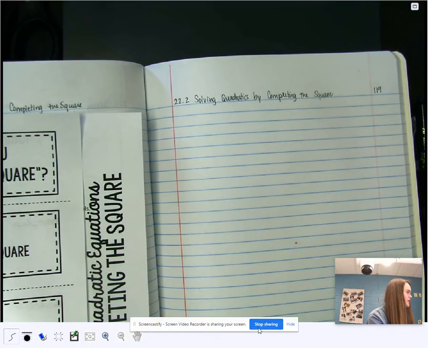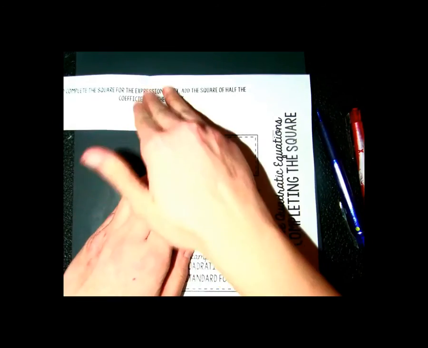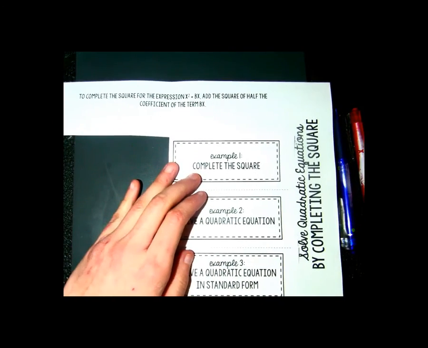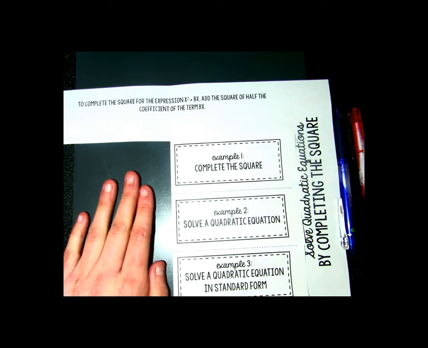So 119. So open the flap. How do you complete the square? This is going to tell us how, but we're going to write down what we remember. To complete the square for the expression x squared plus bx, add the square of half the coefficient of the term bx.